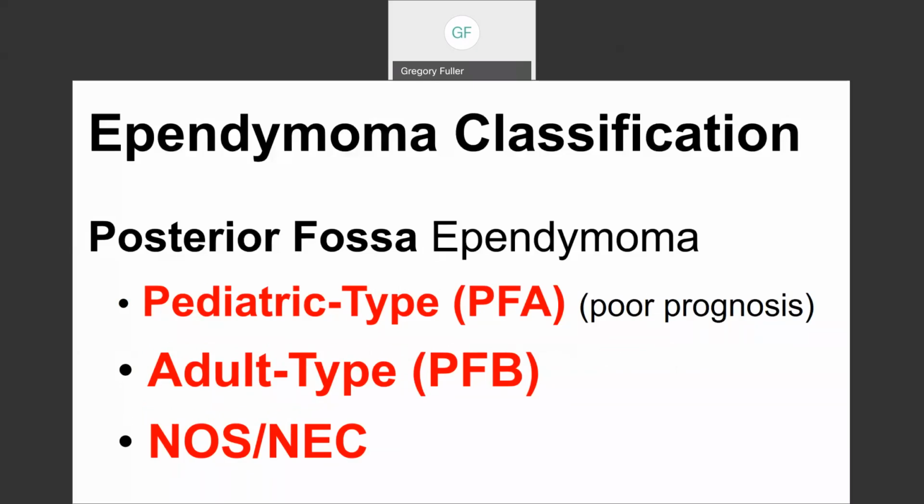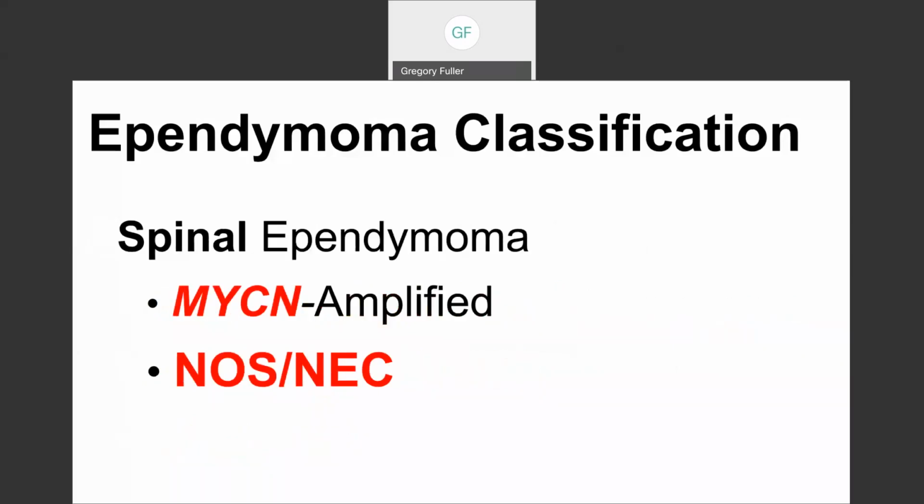Again, if you have no data, then you'll probably have to add NOS, not otherwise specified, with no molecular signature data, or NEC if you do have the data and it doesn't support either one of the more specific diagnoses. These are the same 2 qualifiers that we have been using ever since WHO 2016 for other tumors like glioblastoma and oligodendroglioma.